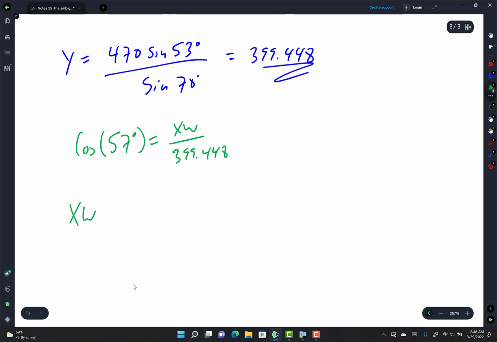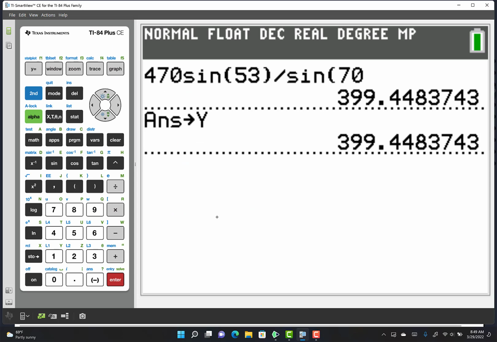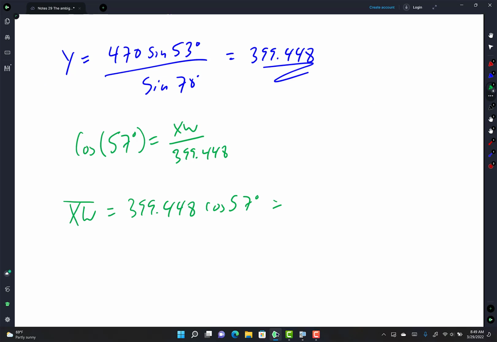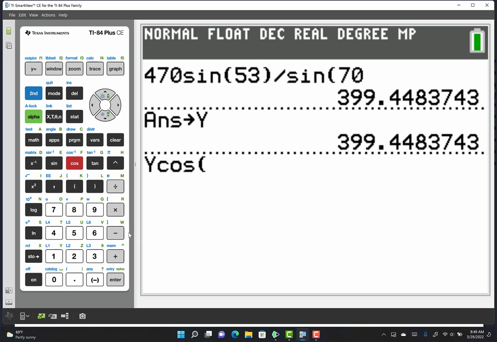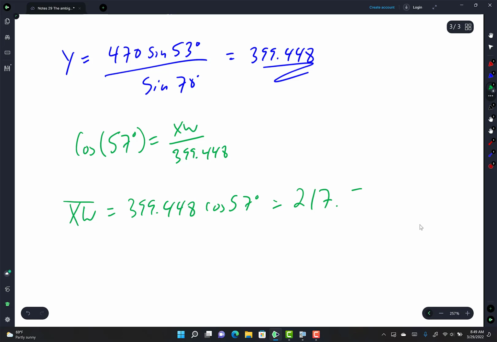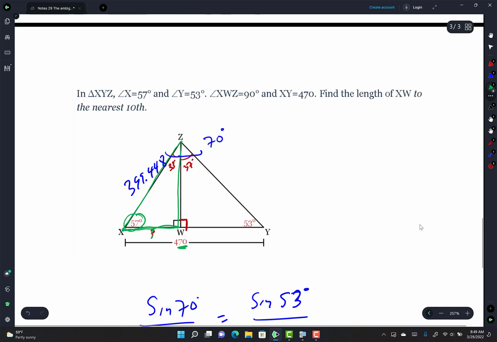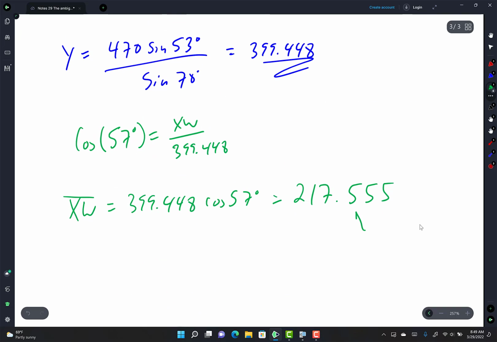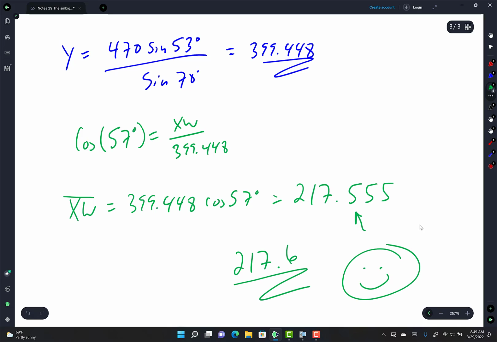So if you want your segment XW, all you're going to do is multiply. 399.448 cosine 57. You can do law of sines again, like Delta does it. No big deal, but I think this is easier. So I'm just going to go alpha y cosine 57. And there it is, 217.555. And then I just, what do they want? Nearest tenth. So nearest tenth, that's this decimal place. So 217.6. And then another happy face.